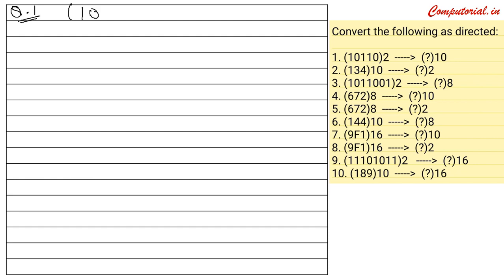So first question is a simple binary to decimal conversion. It is 1 0 1 1 0 with a base of 2. It is to be converted to the base of 10. That is from binary to decimal. It's a simple binary to decimal conversion. And whenever we are converting from binary to decimal, our rules are simple.